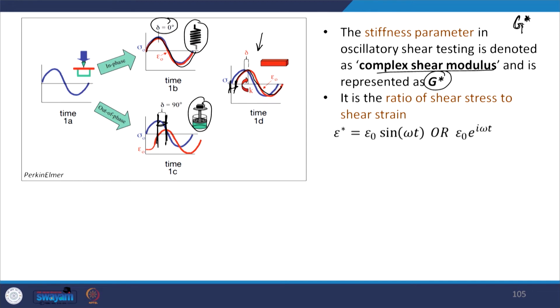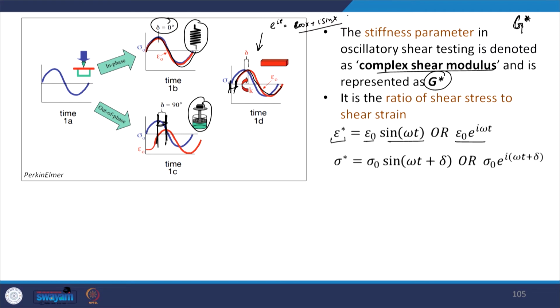Let us say that we are giving an input strain to the material. I am denoting this strain as epsilon star. This star again is for the complex notation because I am describing the complex behavior here. So, this is equal to epsilon naught sin omega t. Now, this can also be written in Euler form, which is epsilon naught e to the power i omega t. I think all of us know that e to the power i x can be written as cos x plus i sin x, because this is a complex form which we are trying to describe here for this material.